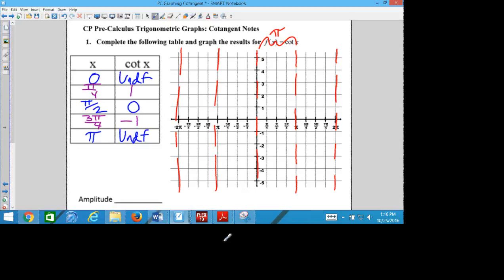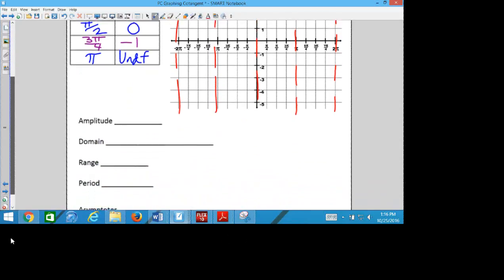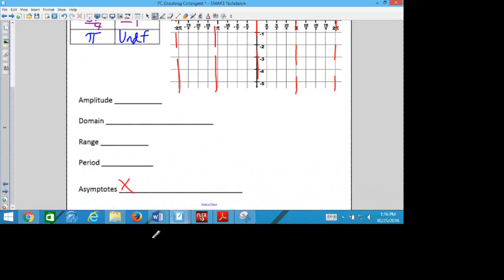And since I'm doing my asymptotes, I might as well go ahead and fill out that part. X equals, what's my first asymptote? 0. So I'm not going to write it. You can. I'm not going to. And then what am I adding on each time? K pi, where K is an integer. I might as well do my domain.